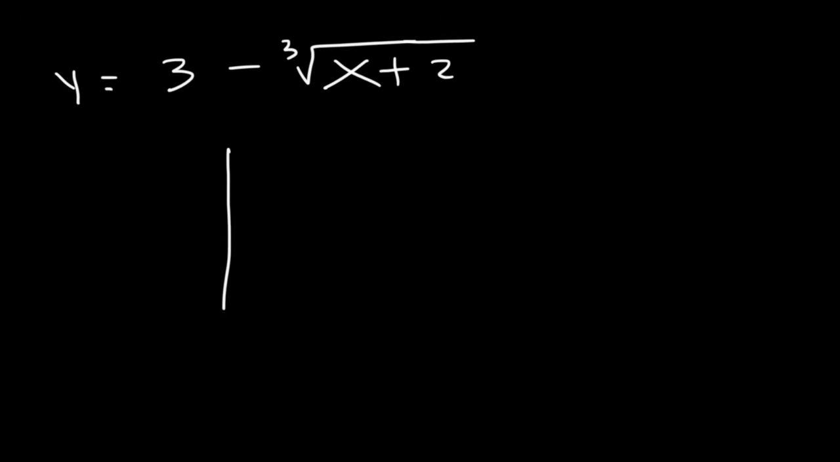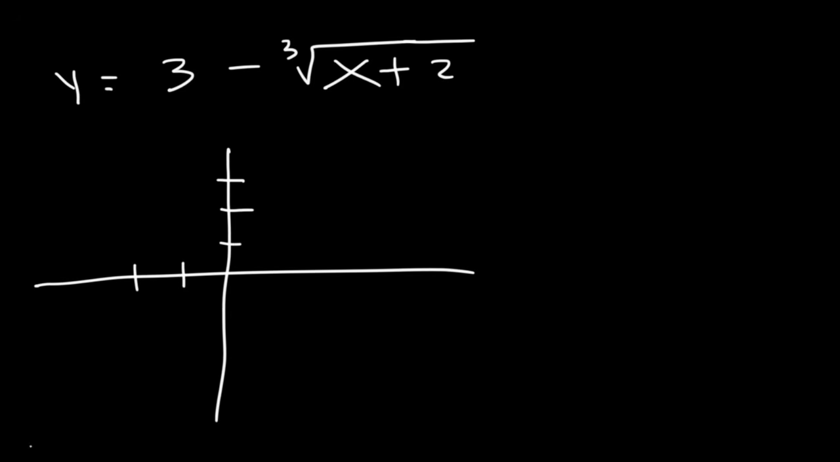Try this. 3 minus the cube root of x plus 2. Draw a rough sketch of this particular graph. So it's going to shift 2 units to the left, and it's going to shift up 3 units. So the new origin's at -2, +3. And this is going to be the generic shape. And so that's how you can graph cube root functions using transformations.